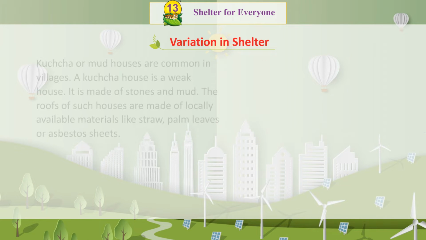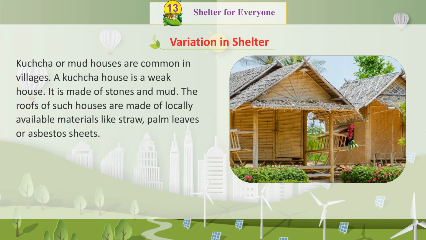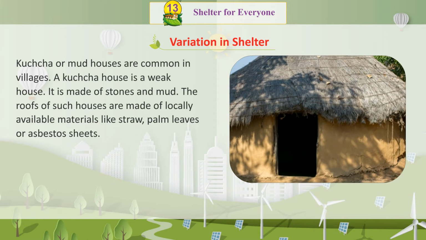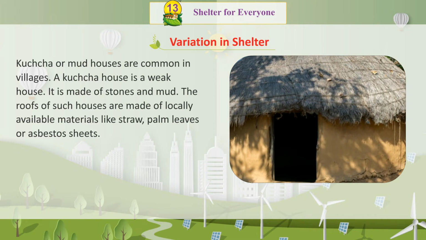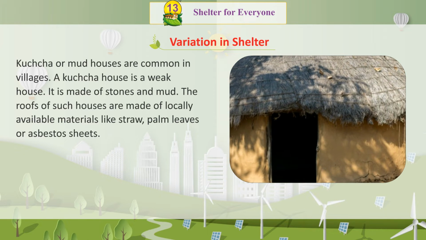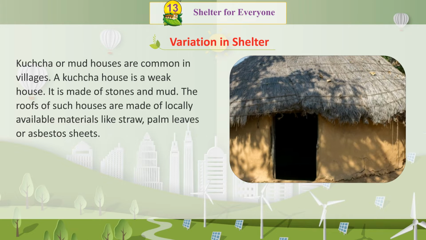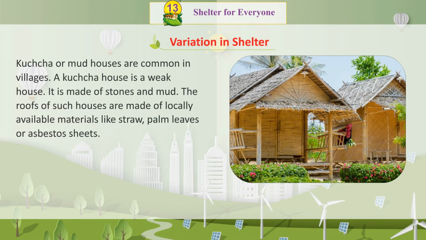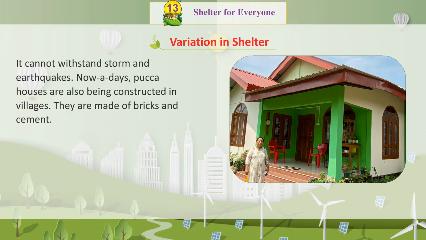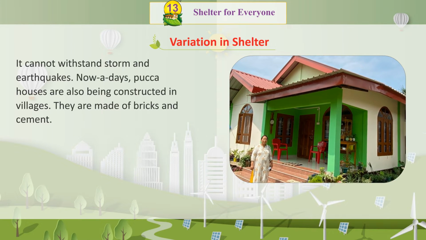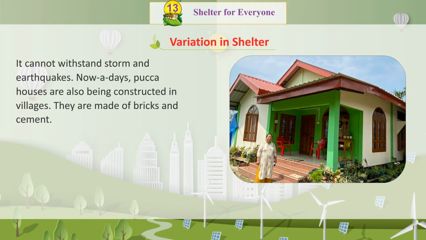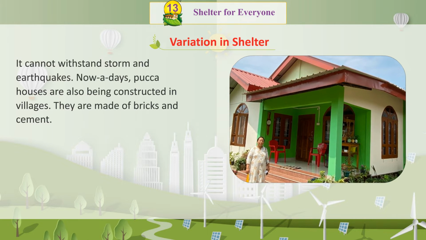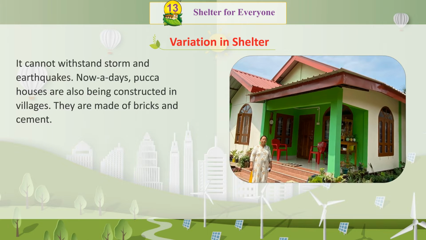Variation in shelter. Kacha or mud houses are common in villages. A kacha house is a weak house. It is made of stones and mud. The roofs of such houses are made of locally available materials like straw, palm leaves, or asbestos sheets. It cannot withstand storm and earthquake. Nowadays, Pakka houses are also being constructed in villages. They are made of bricks and cement.